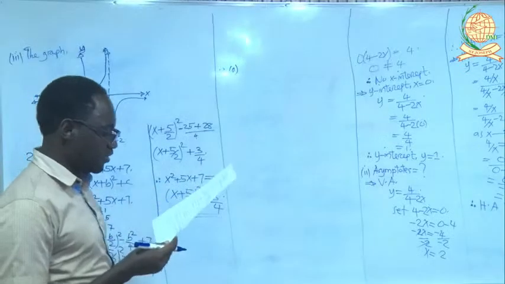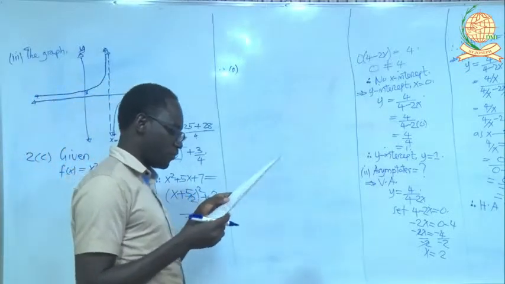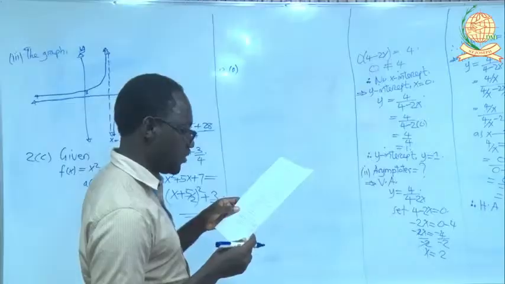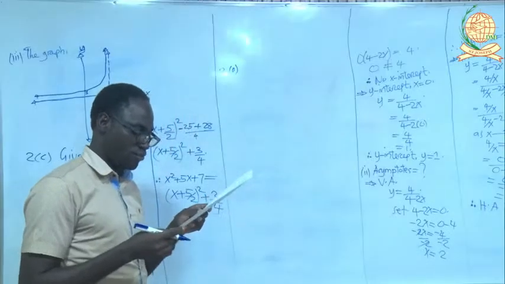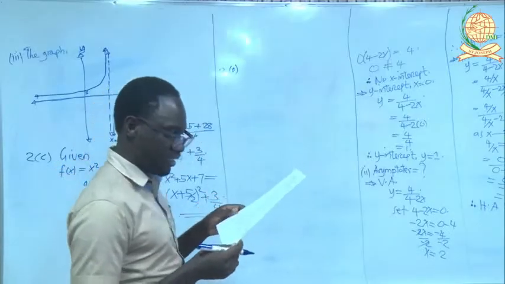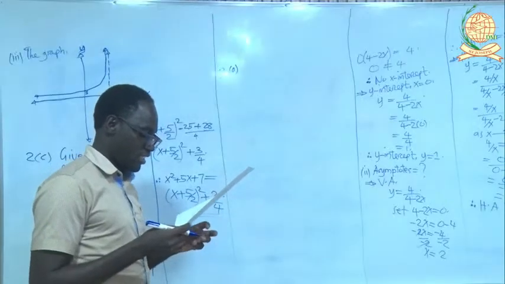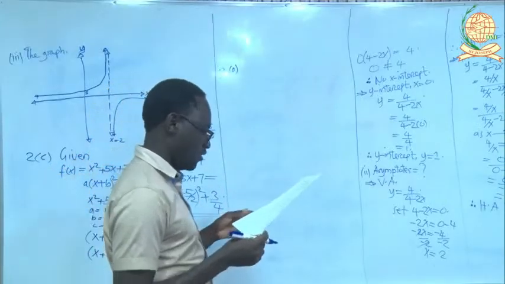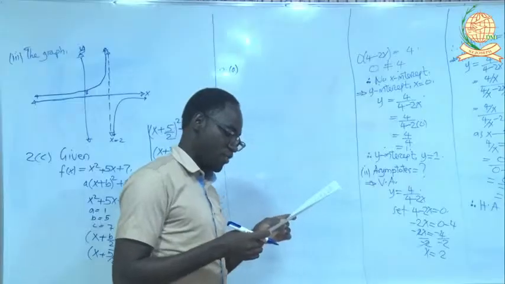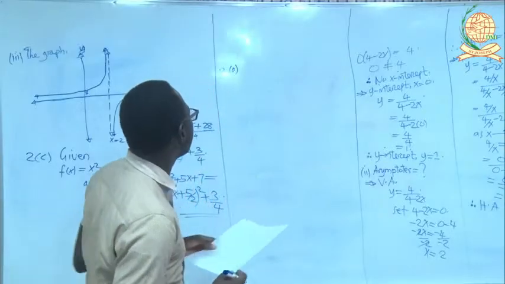Question number 3A says the first term of an arithmetic progression is given, negative 12. The last term is given, 40. And the sum of the progression is given, 196. Then you find the number of terms and the common difference.